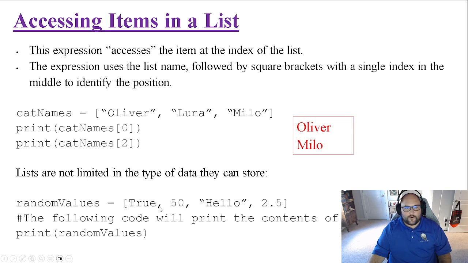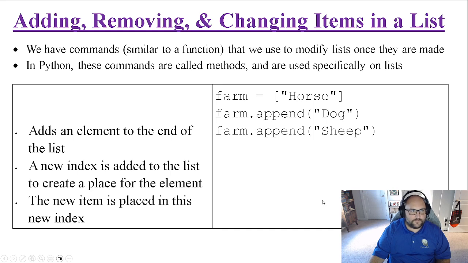You don't have to just keep one type of data. If I have random values as the name of my list, I don't have to put all integers in there, or all doubles, or all strings, or all booleans. It can be a mixture. So here we have a boolean, an int, a string, and a double. This is unlike other programming languages, but in Python, you can mix the value types. So this will actually print true, 50, hello, and 2.5. So let's talk about some of the methods you can use in a list. We have commands similar to a function. These are built into the list.